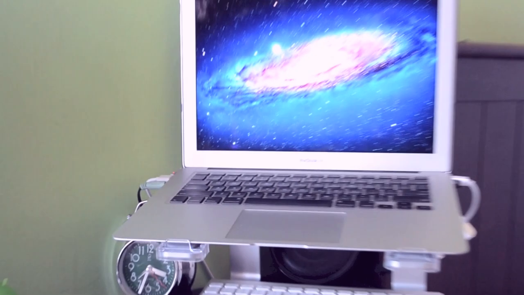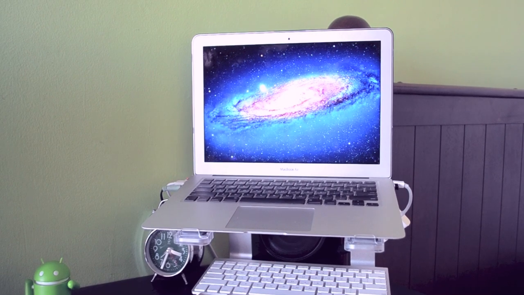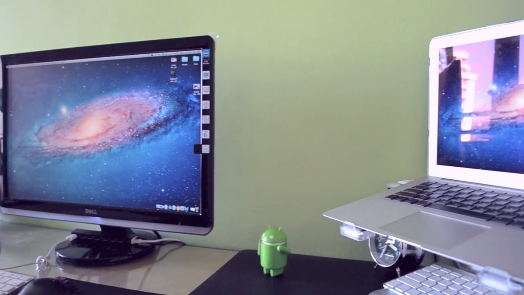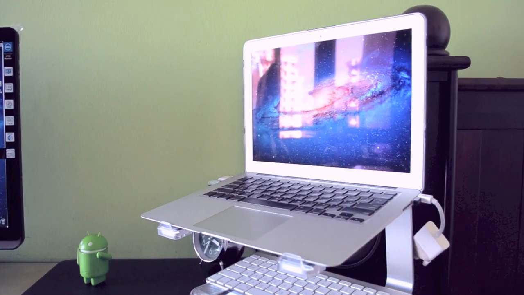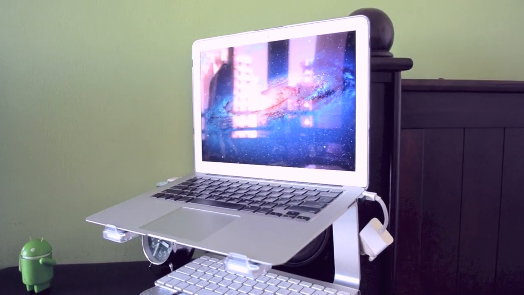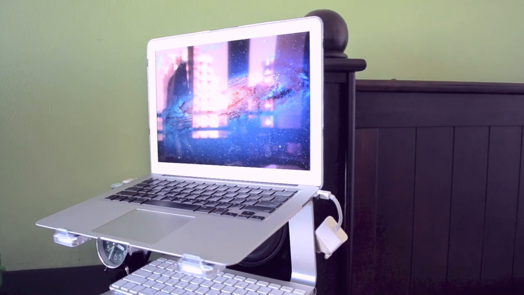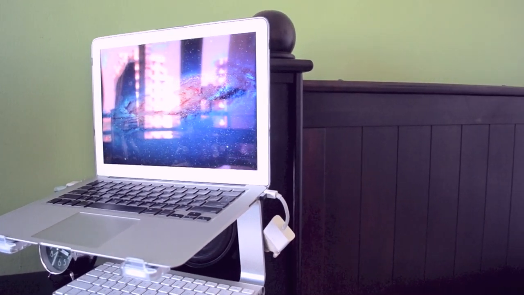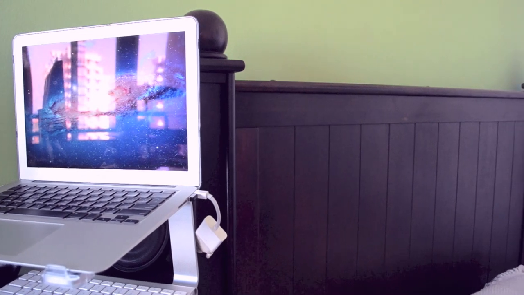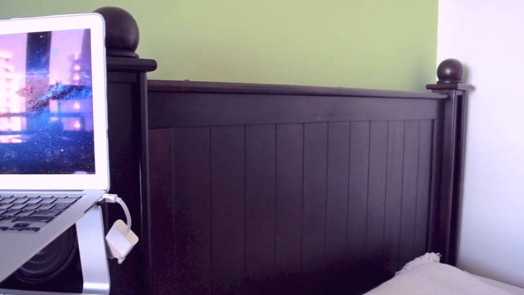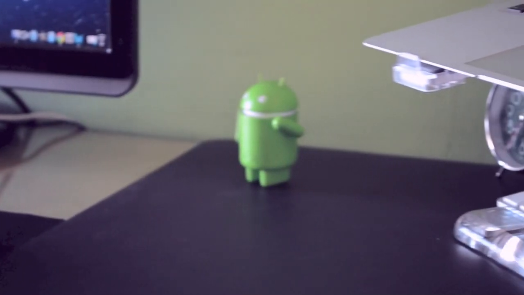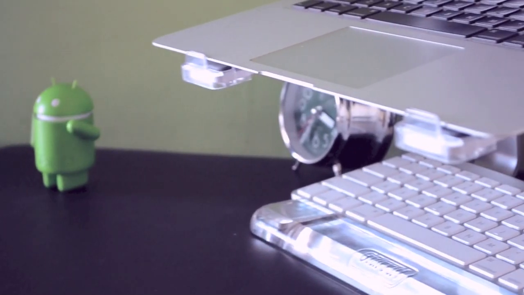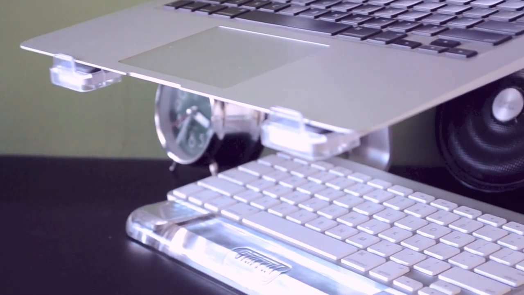Right next to that, I do have my 13.3-inch MacBook Air. This is the late 2011 MacBook Air, and it does have a 1.7 GHz Core i5 processor, 4GB of RAM, as well as a 128GB solid-state drive. Now, the computer is sitting upon a Griffin Elevator laptop stand, which I did get fairly recently, and right underneath that, I do have the Apple wireless keyboard that I was talking about earlier.